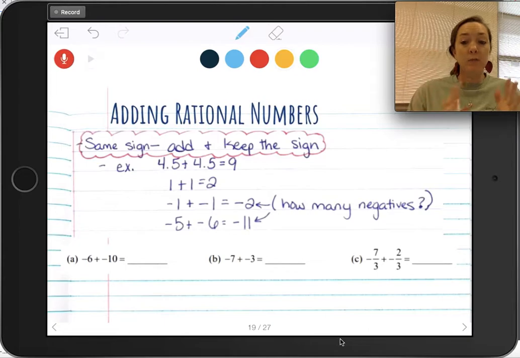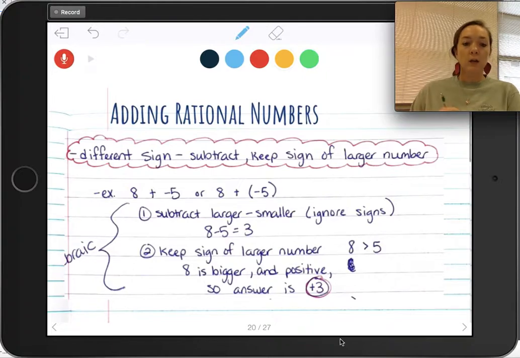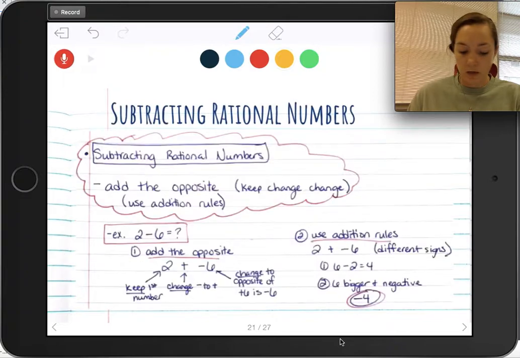So remember, adding rational numbers with the same sign: that's how many positives or how many negatives do I have. We're going to add those numbers and keep our sign. When we have different signs, we have to figure out the difference between the two numbers. So 8 plus negative 5, we take the difference, or subtract the larger minus the smaller, and then we keep the sign of the bigger number. For this example, 8 is bigger than 5, therefore it's going to stay positive.